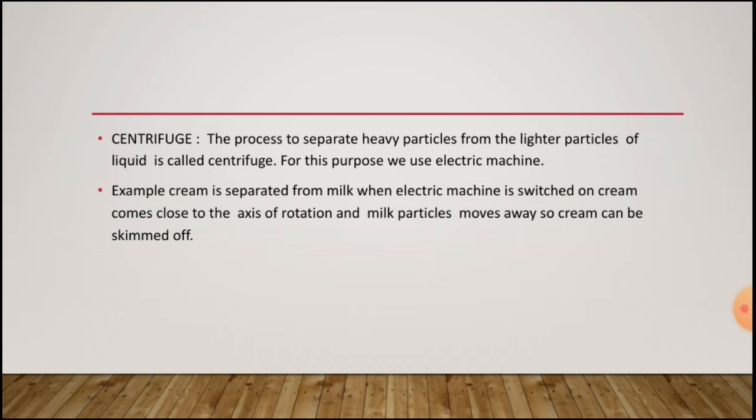When a rotor moves, the lighter particles come close to the axis of rotation and heavy particles move away. So these lighter particles of cream can be separated from the heavy particles of the milk, and we can say that the cream can be skimmed off from the milk.